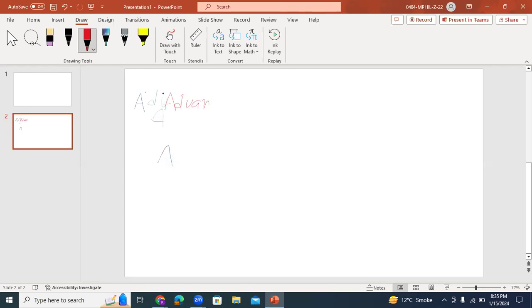Advantages and disadvantages. Hopefully, it will be clear with the passage of time.